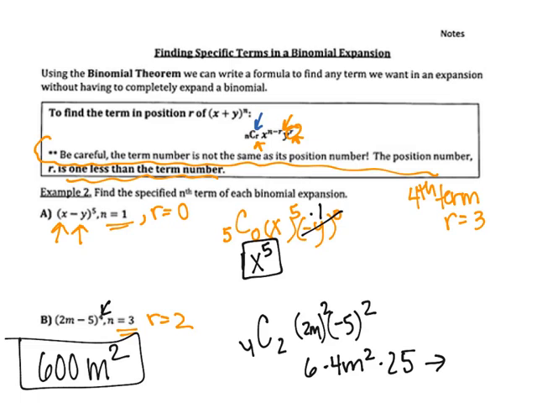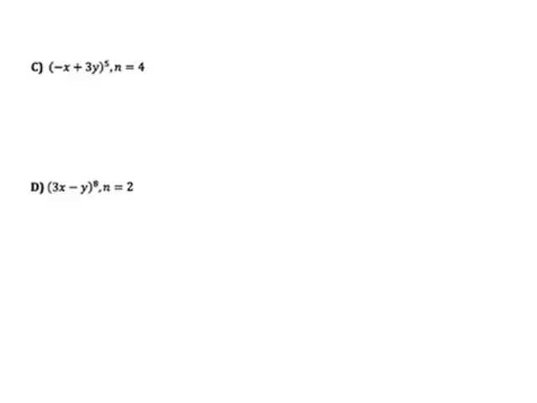Sometimes it just asks for the coefficient, so in that case you would have only said 600. You just have to see what the problem's asking for. All right, let's try one more together, and then we'll let you do D by yourself. So here we have n equals 4, therefore r equals 3. You're looking for the 4th term of this 5th degree binomial.